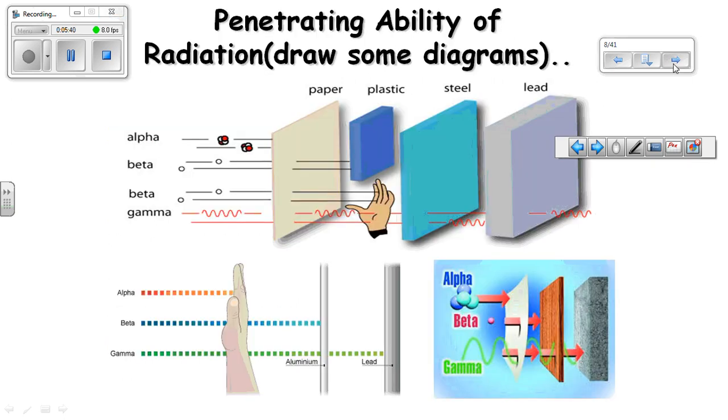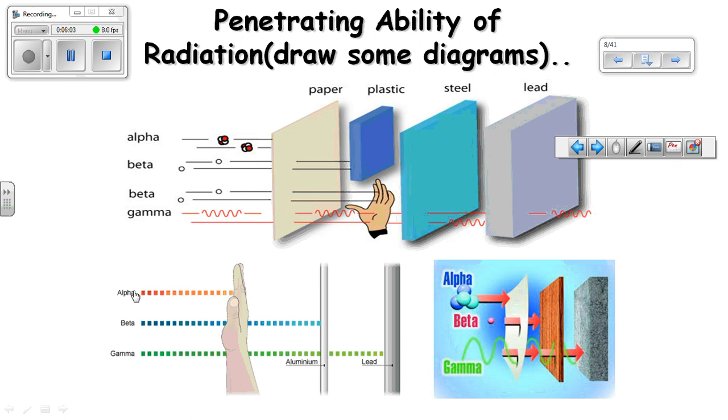Now this picture shows us the penetrating ability of some of this radiation. So in your space, in your notes, choose one of these diagrams to draw out to represent how these different radioactive particles can penetrate different materials. It doesn't matter which one you choose, but it shows you what these particles can go through.